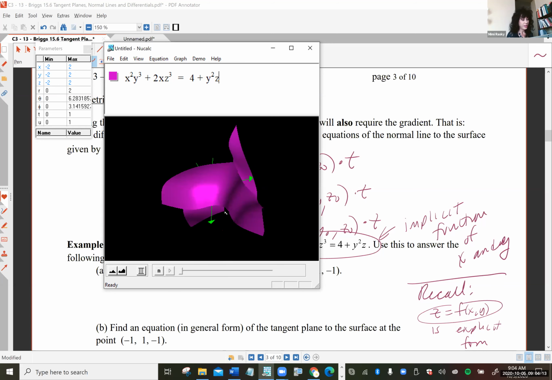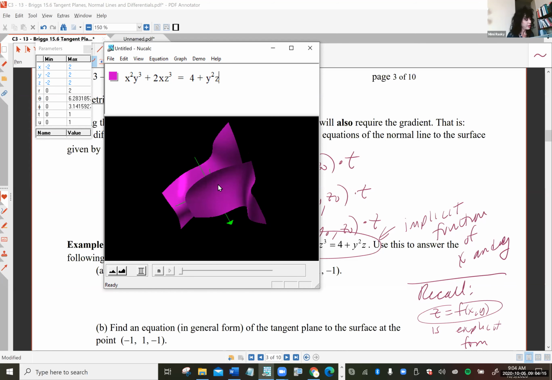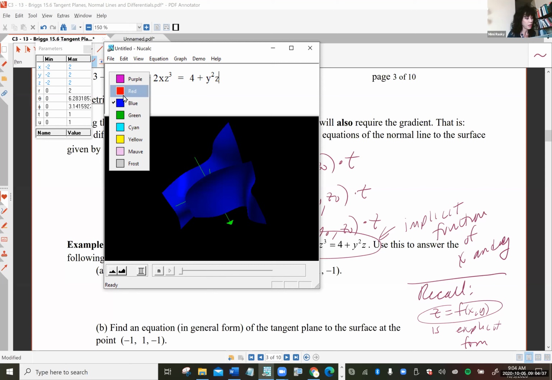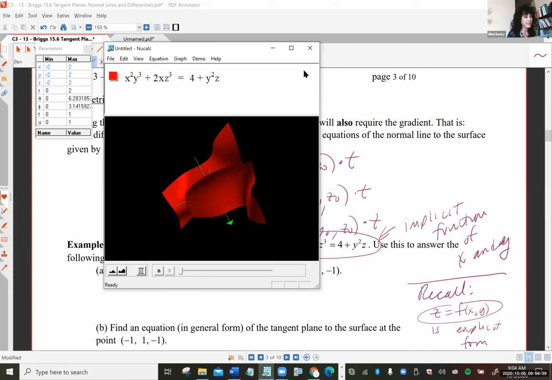Nice. So the point we're trying to deal with is the point (-1, 1, -1), which is somewhere on this surface. We could locate it, and we're just being asked to come up with a normal vector to the surface as well as a tangent plane to this surface. So that's kind of cool. I always like to change colors. Ooh, pretty. What else? Oh, that's too dark, can't see it. Okay, so this is a really cool surface, and we're being asked to find a normal line and a tangent plane. Fine.